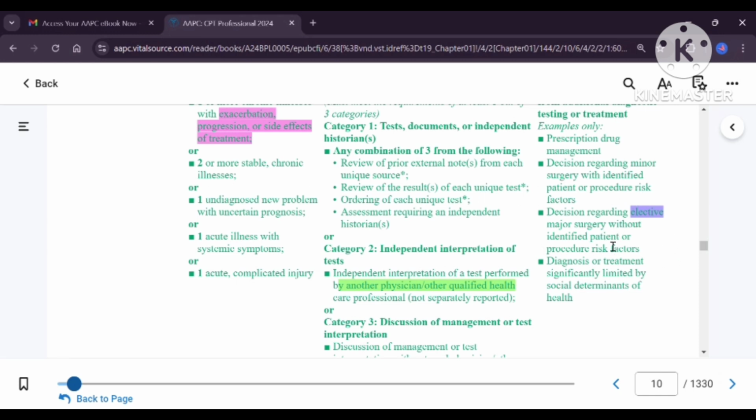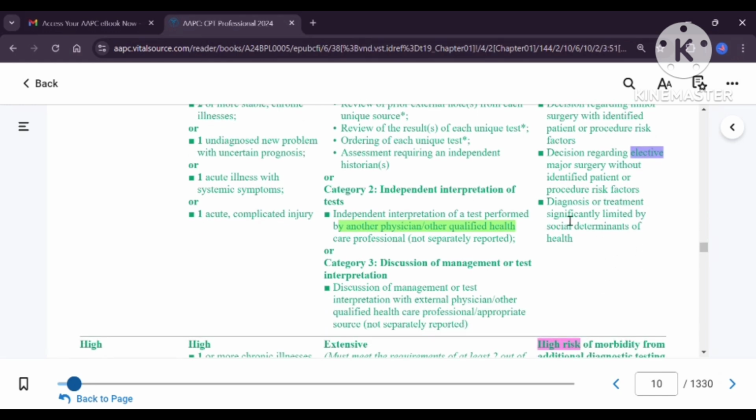Decision regarding elective major surgery without identified patient or procedure risk factors. The patient needs a major surgery, but it is elective. Elective means we can do it anytime, but it is not an emergency. Maybe after 1 week or 2 weeks we can do it. We can take time and do it. It's not an emergency surgery. But here there are no identified patient risk factors.